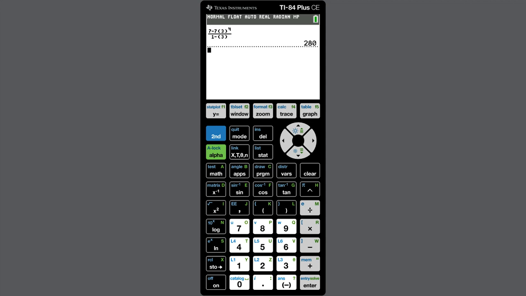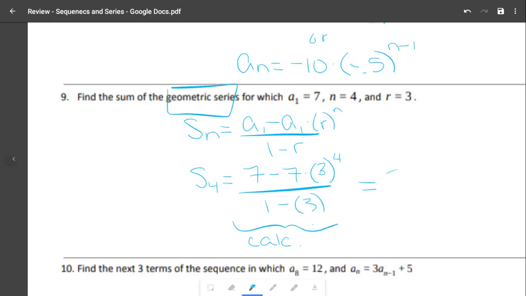You should get 280. If you don't have access to this app for whatever reason, you don't have your Chromebook, you don't have an 84 at home, the other option is to plug the entire numerator into a big parenthesis like I have here, and then divide it by the entire denominator in one big parenthesis. That would get you the right answer also. So the final answer, 280.